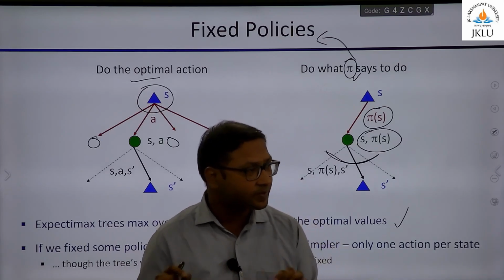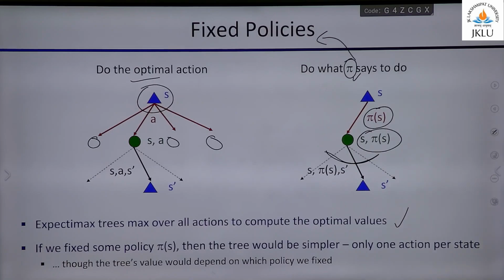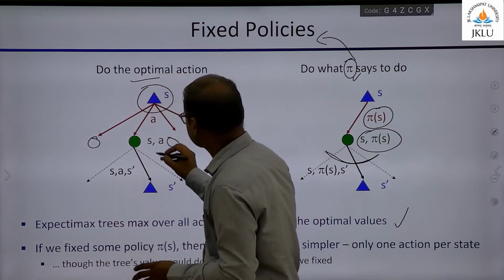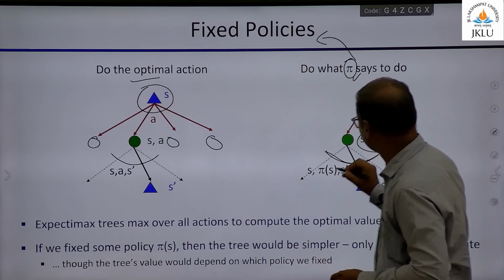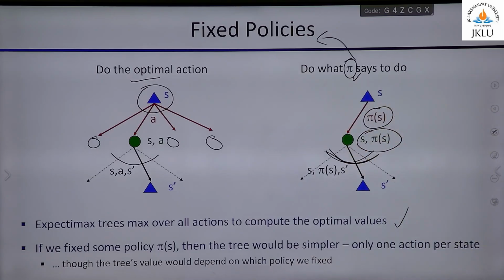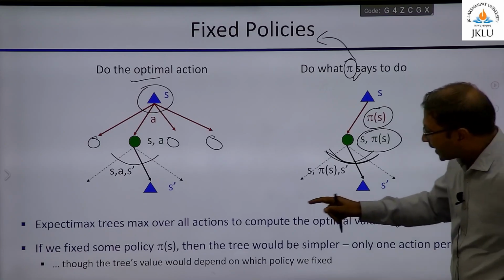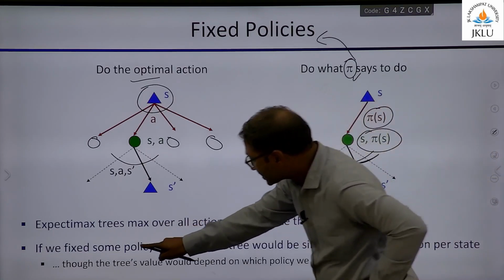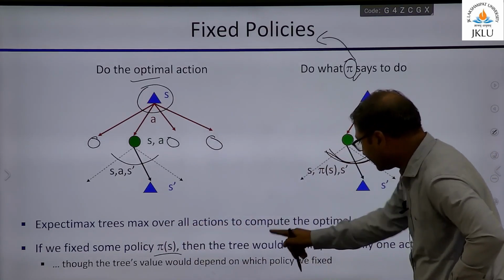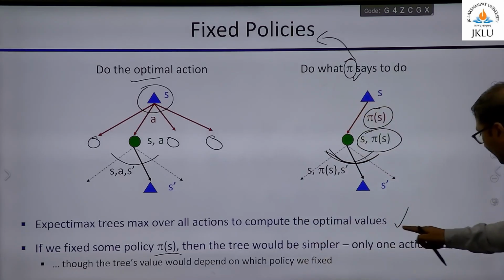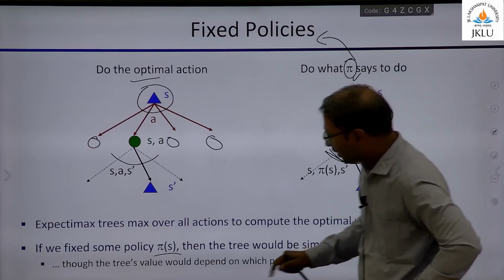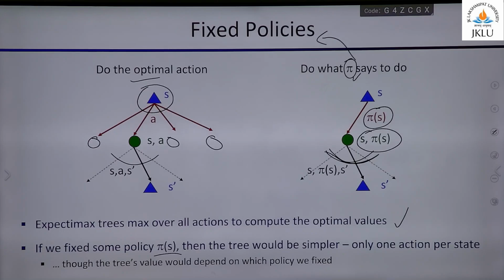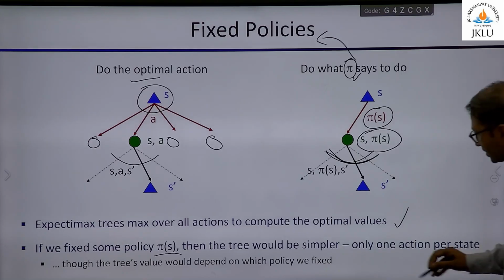Now because of the policy, what do I have? I am just told whether I should go forward, backward, right or left. After that, what will happen? That is still the same as whatever we had before. Okay. So earlier we were taking the max over all actions. If we fix some policy pi(s), then the tree would be simpler: only one action per state, though the tree's value would depend on which policy we fixed. Okay. What does this mean now?